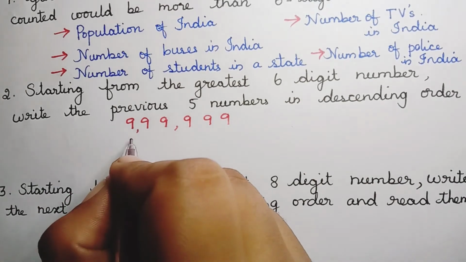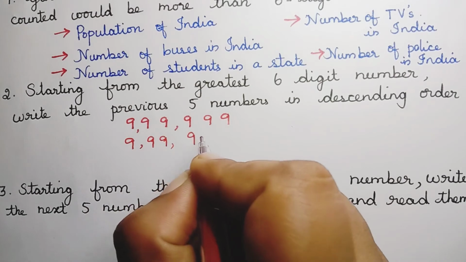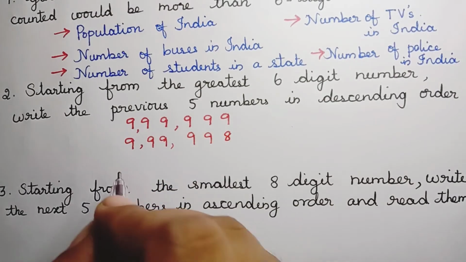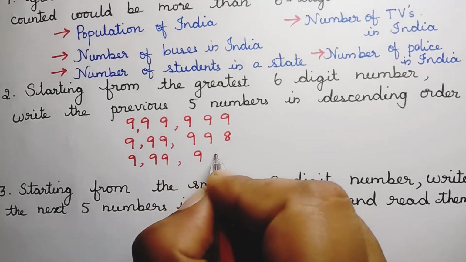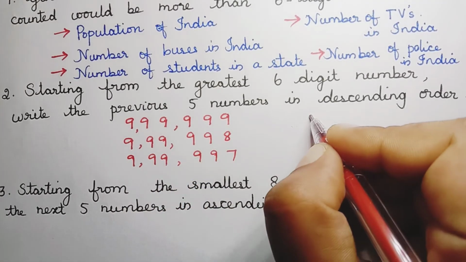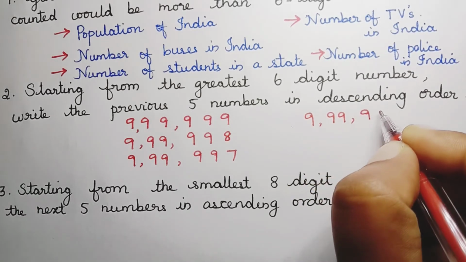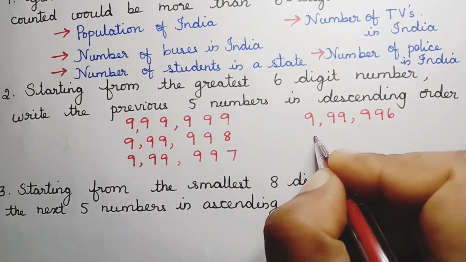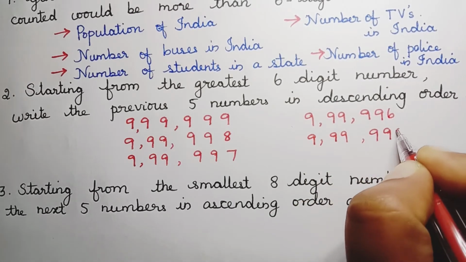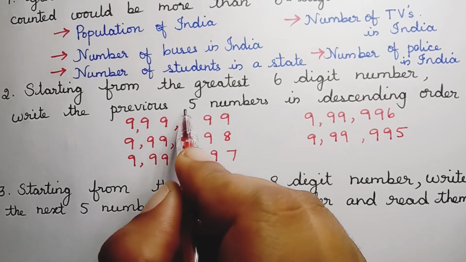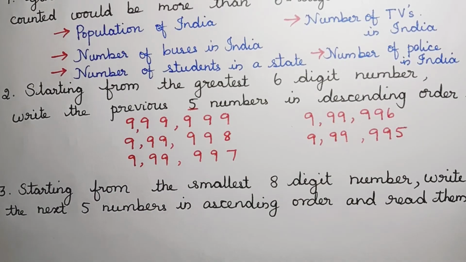Okay, so how can you write this? 9,99,998. 9,99,997. Then 9,99,996. 9,99,995. Okay, they asked to write the previous 5 numbers. So this is the answer.